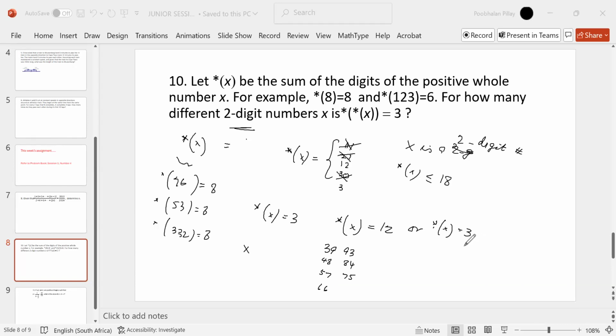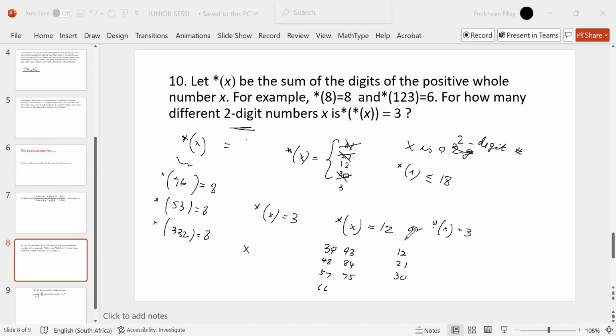And in this case, if star x is equal to 3, then you're adding these numbers to get 3. So you could have 12, or you could have 21. It has to be a 2-digit number, but it could be 30 also. It can't be 3, because it has to be a 2-digit number. So now these are the only 2-digit numbers which will satisfy this equation.